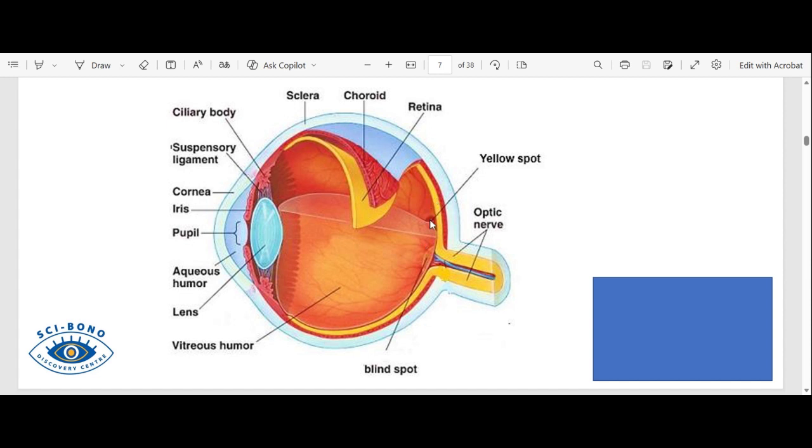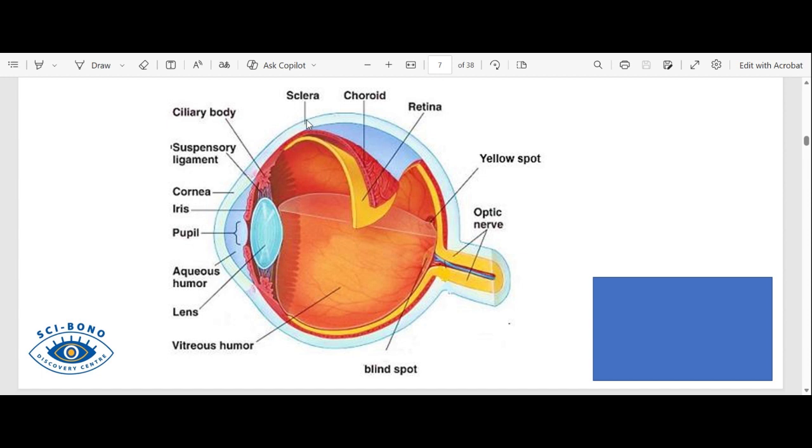And then still in the retina, you find another part, which is the opposite of the yellow spot. You find the blind spot. In the blind spot, you don't have any rods or cones. So there are no photoreceptors in your blind spot, right? Okay, so we are done with those three layers. Let's go back to the first layer, to the sclera.